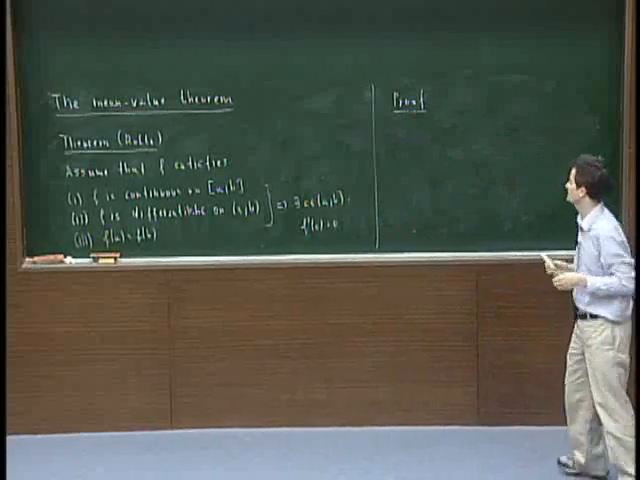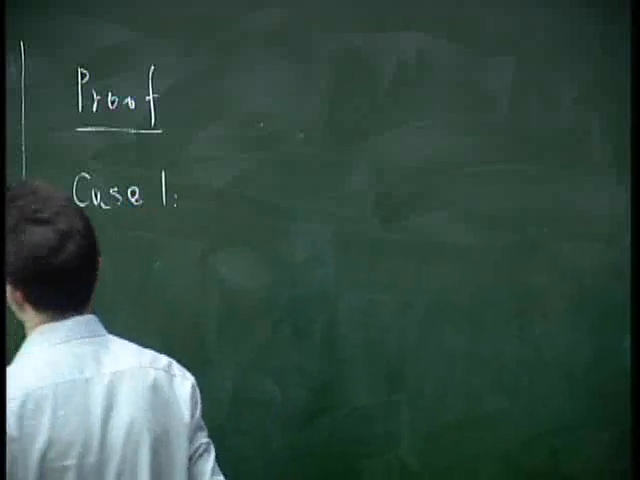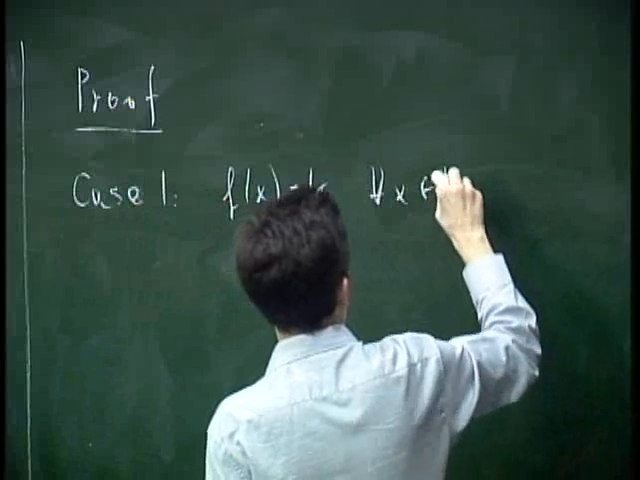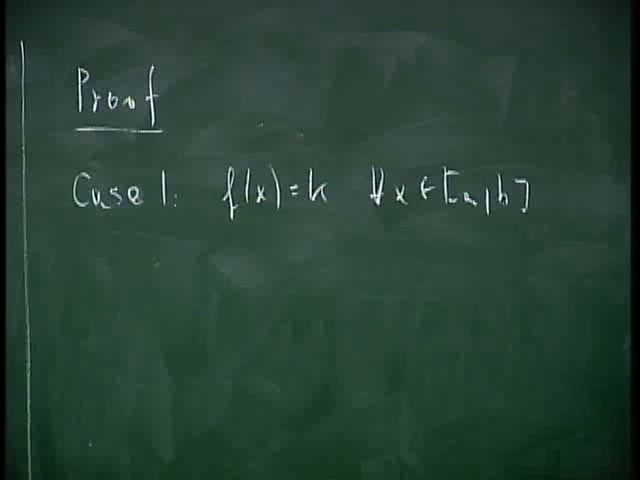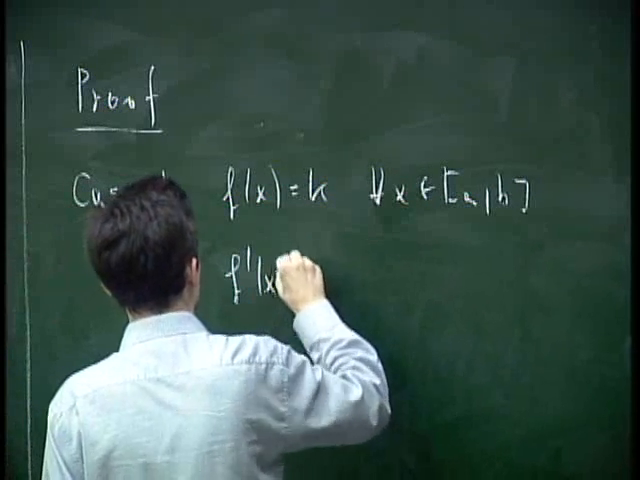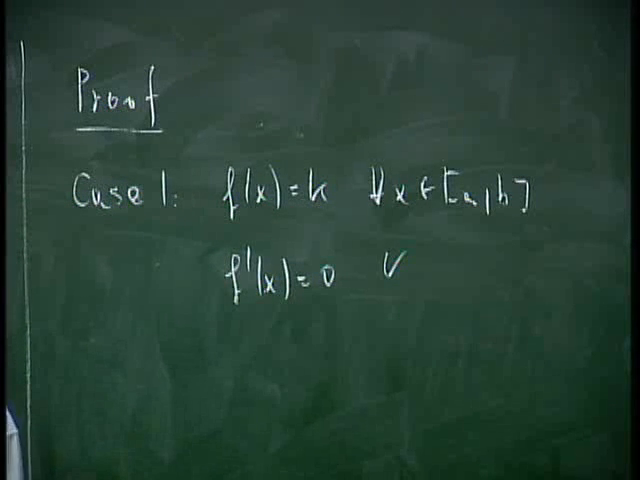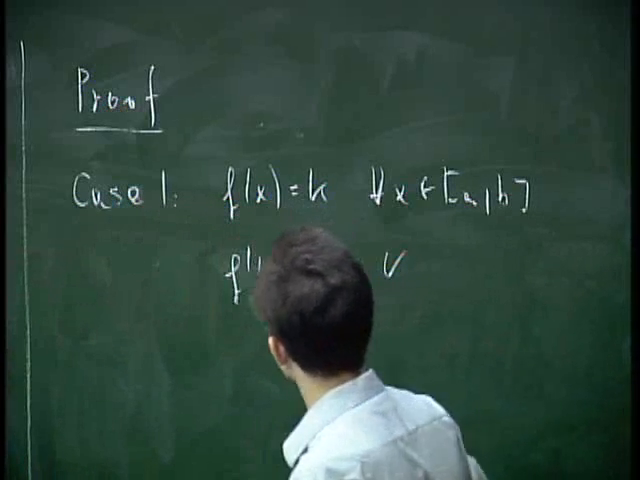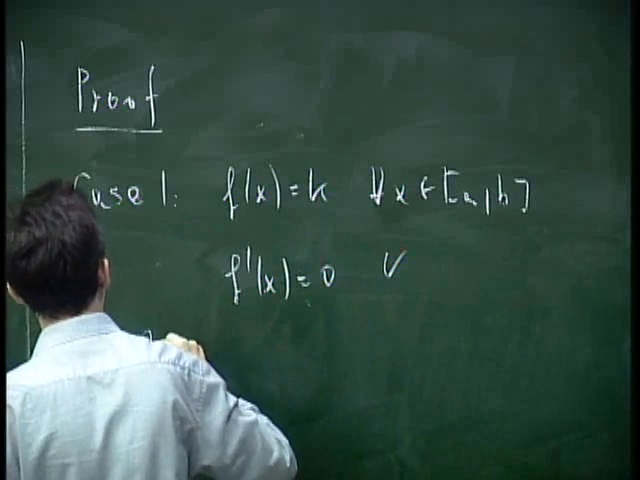So you look at 3 cases. Case 1, you assume that the function is constant. Now this case is the easiest case, because in this case the derivative will be equal to 0. So the theorem is okay in this case because you can choose any C between A and B, and the derivative will be equal to 0. So this is the first case. The function is constant. Now in the second case, the function is not constant.